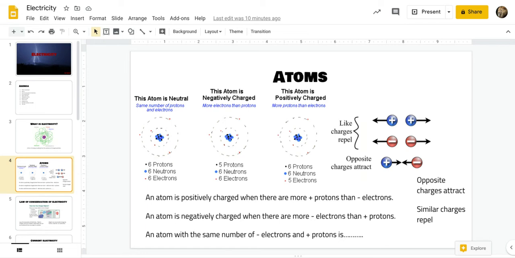An atom is positively charged when there are more positively charged protons than negatively charged electrons. So guess what we call that? A positively charged atom is called a cation. An atom is negatively charged when there are more negatively charged electrons than positively charged protons. An atom that has more negatively charged electrons than positively charged protons is called an anion. An atom with the same number of negatively charged electrons and positively charged protons is, you guessed it, neutral.